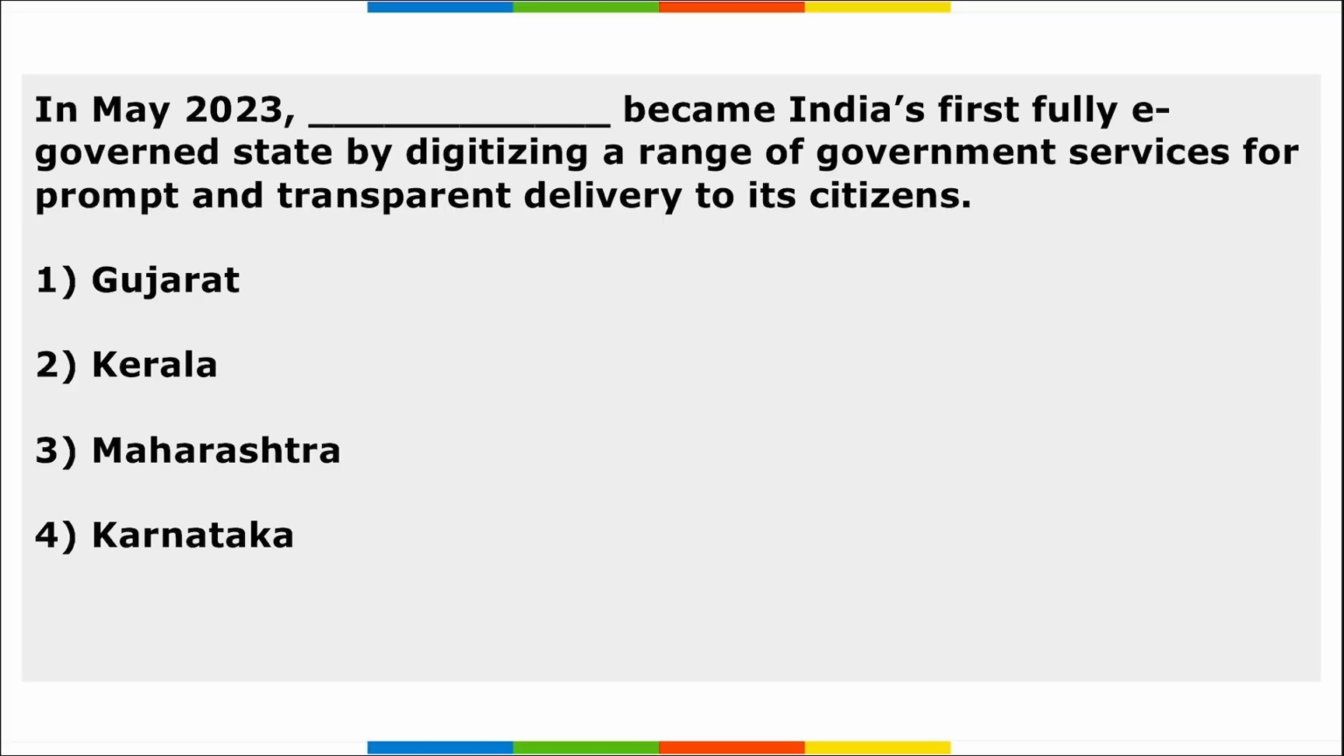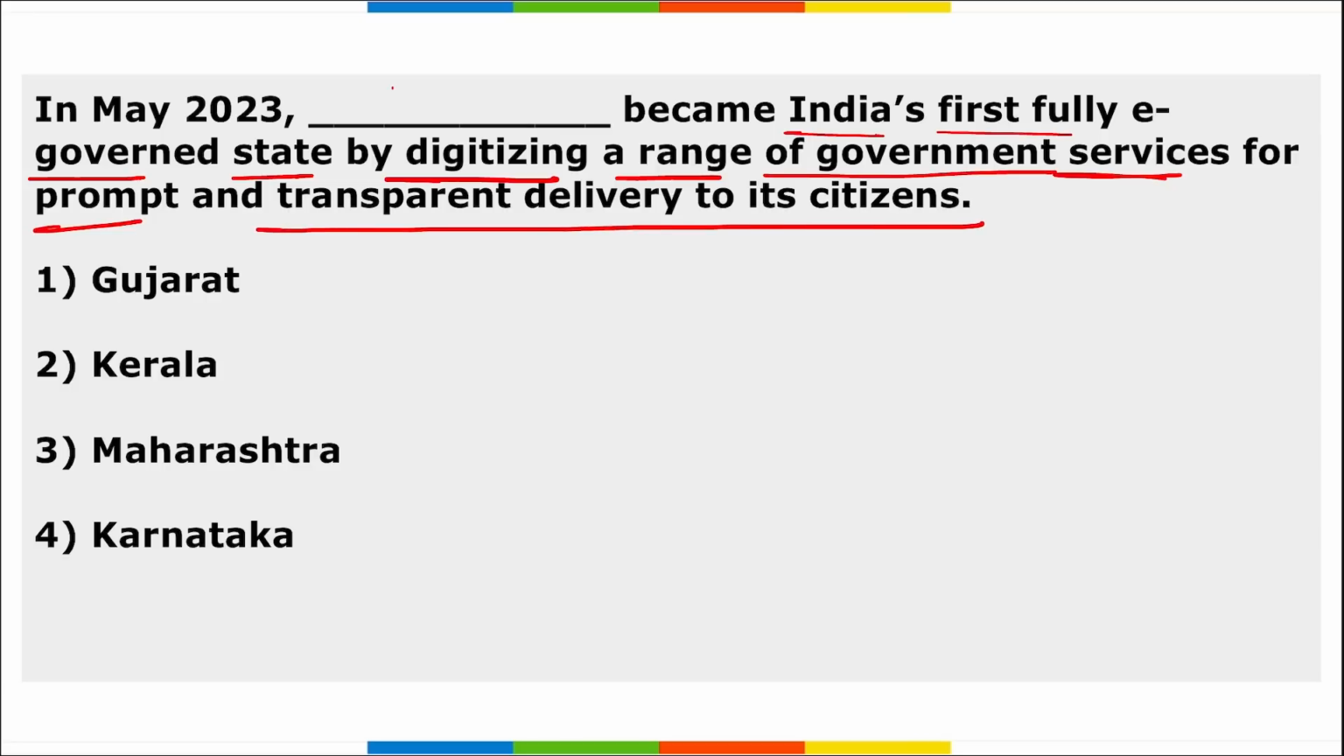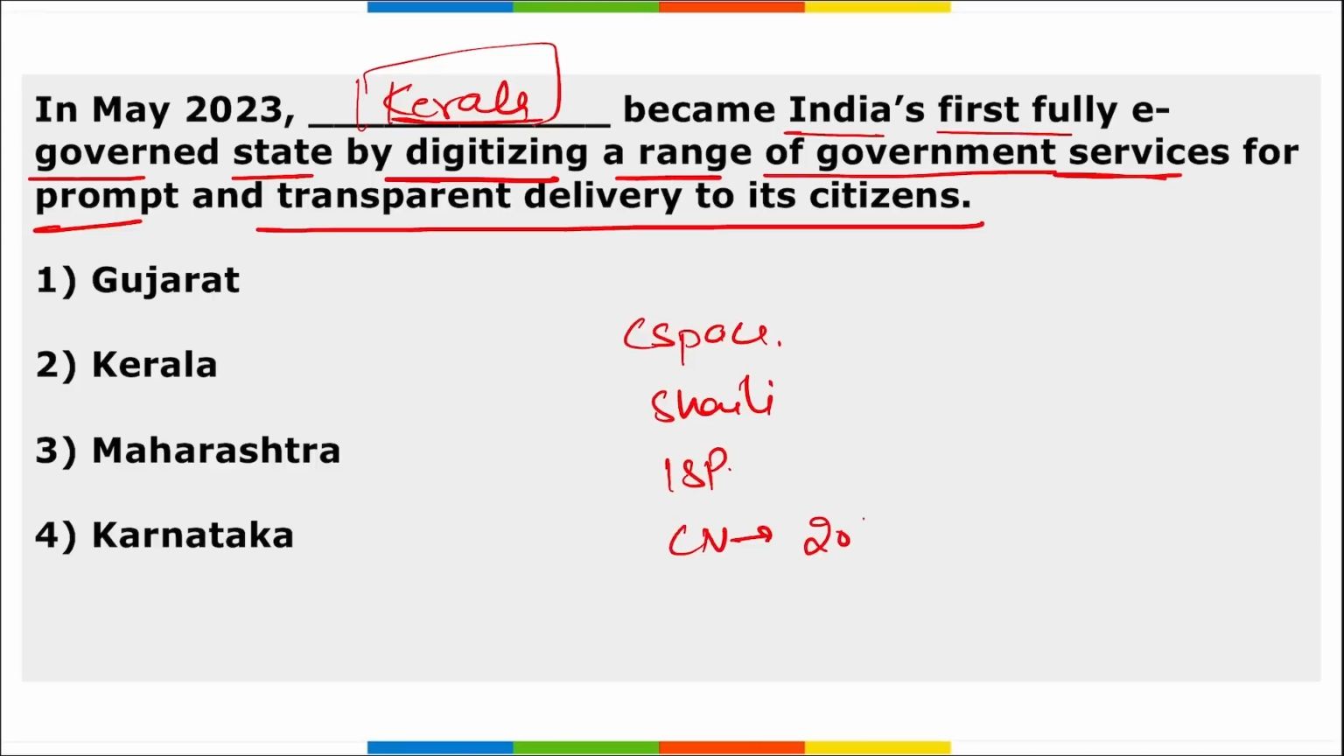Next, in May, Kerala became India's first fully e-governed state by digitizing a range of government services for prompt and transparent delivery to its citizens. It is your Kerala. This is your fully e-governed state now. Now we know Kerala has its own OTT platform, C Space. Then the Shelly app is there, that is your health and wellness application. They have their own internet service provider. They plan on becoming carbon neutral by 2050 and they want to shift to 100% renewable energy by 2040.